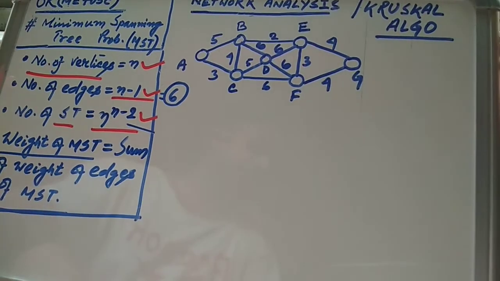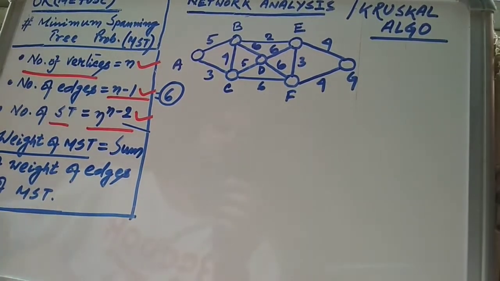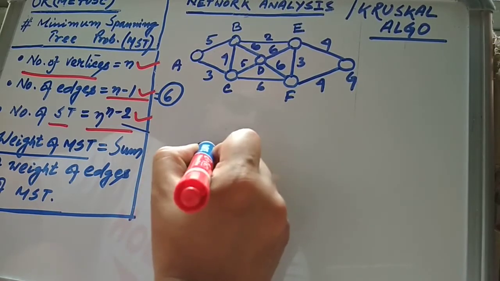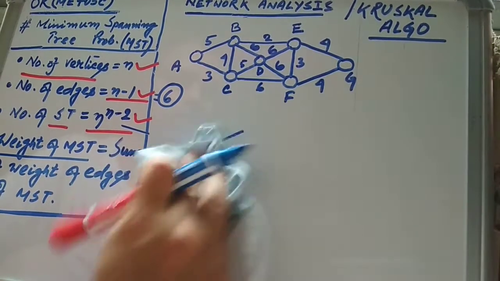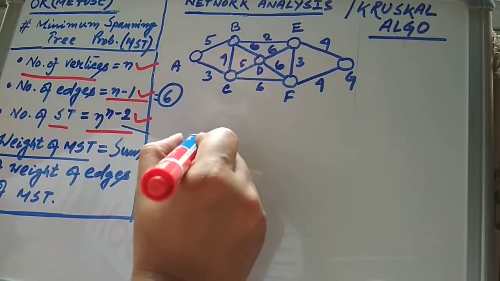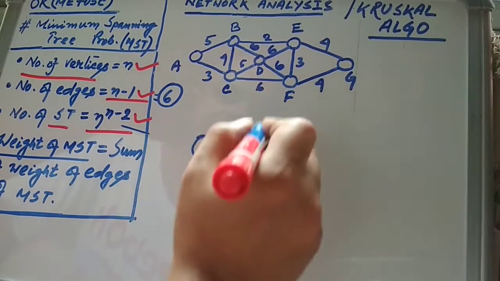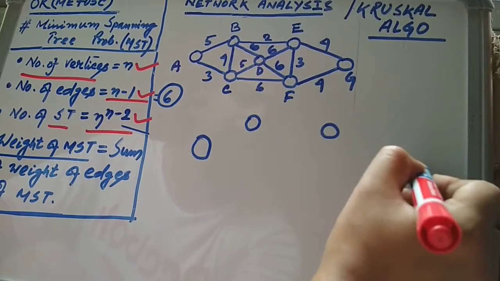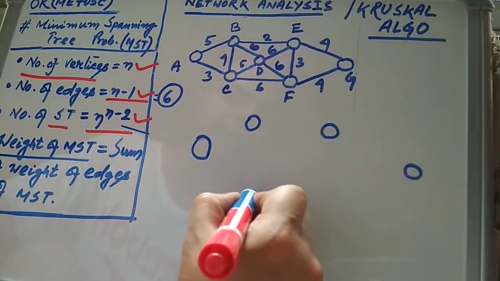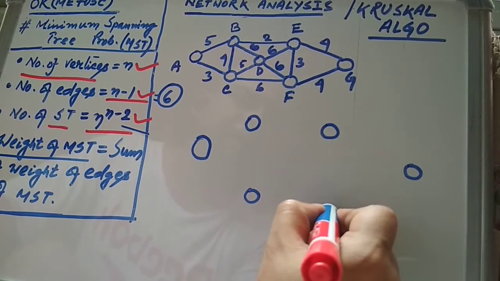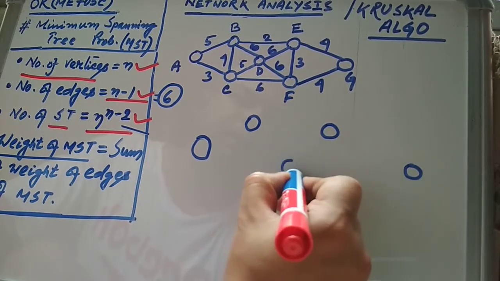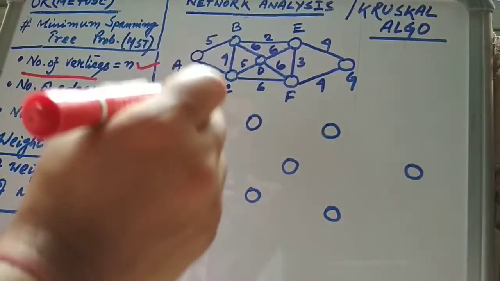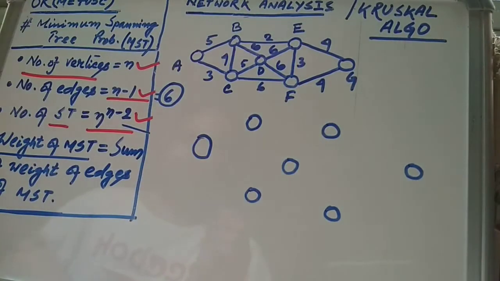I have already told you, to construct a spanning tree, first you have to draw the nodes, only nodes, or vertices rather. This is a vertex, this is a vertex, this is a vertex, and this one and this one are vertices. Now you are going to construct the minimum. Keep in mind the minimum.